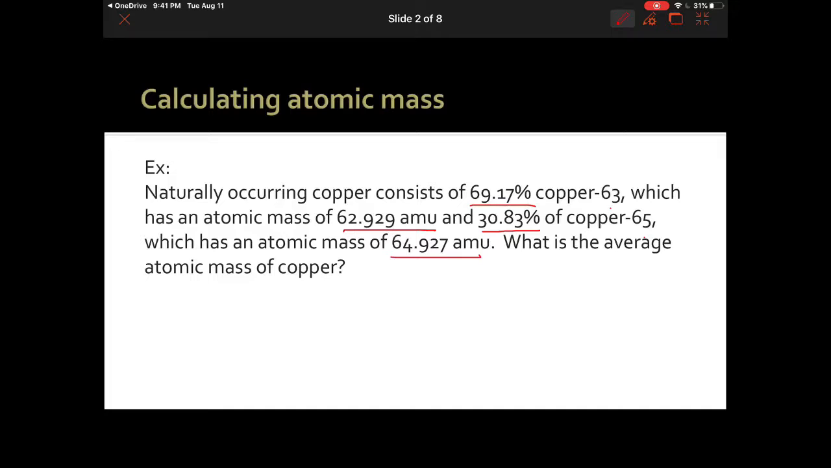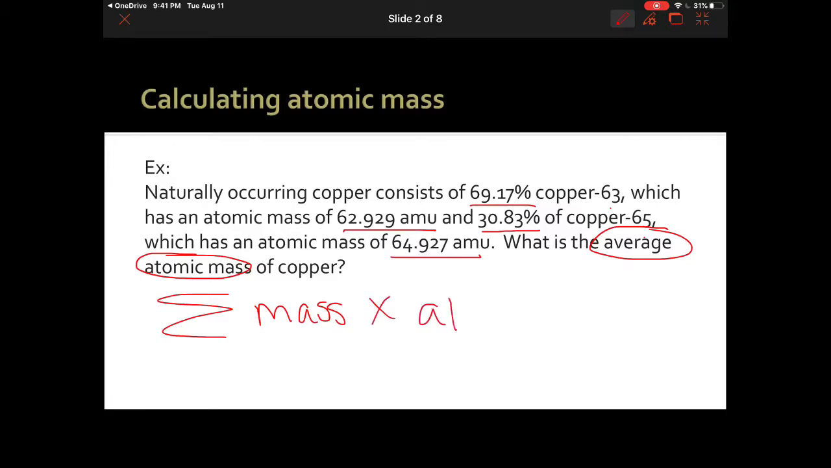After you've underlined what you know, you need to circle what you're looking for. What does the question ask you for? So it asks us for the average atomic mass. All right, now that we've annotated all of this, we can actually start doing some work. So remember that our formula was the sum of the mass times the relative abundance.